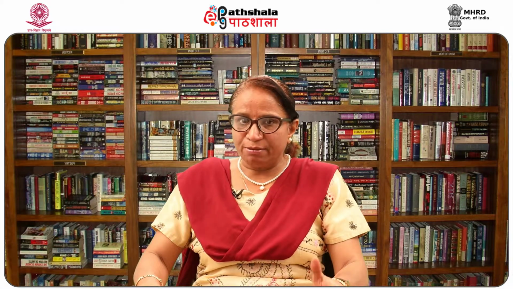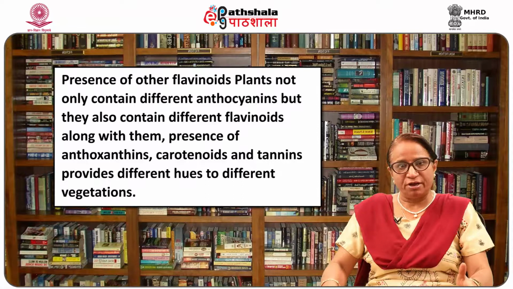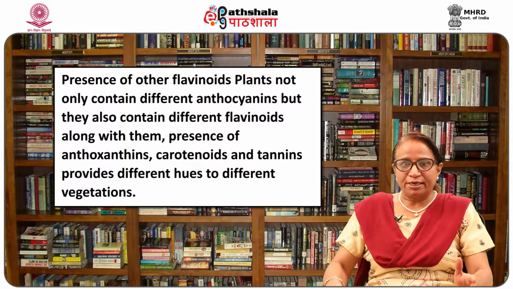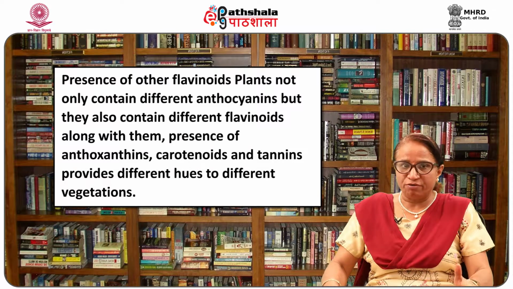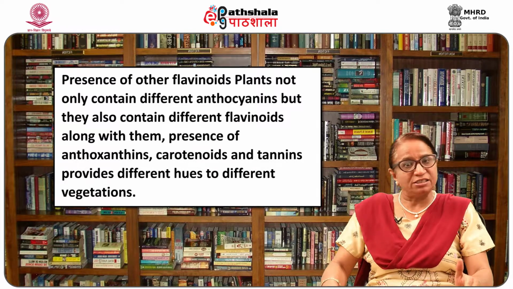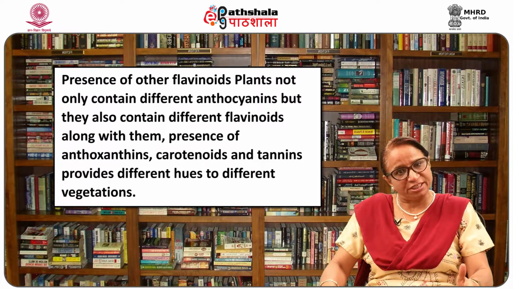Anthocyanins are generally present as more than one derivative. Different fruits and vegetables differ in this mixture composition, which results in varied hues in them. Presence of other flavonoids: plants not only contain different anthocyanins but also different flavonoids along with them. Presence of anthocyanins, carotenoids and tannins provides different hues to different vegetation.